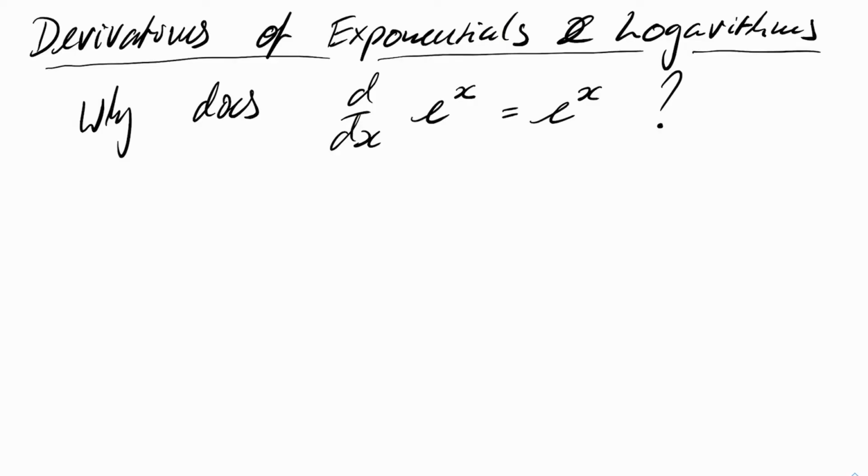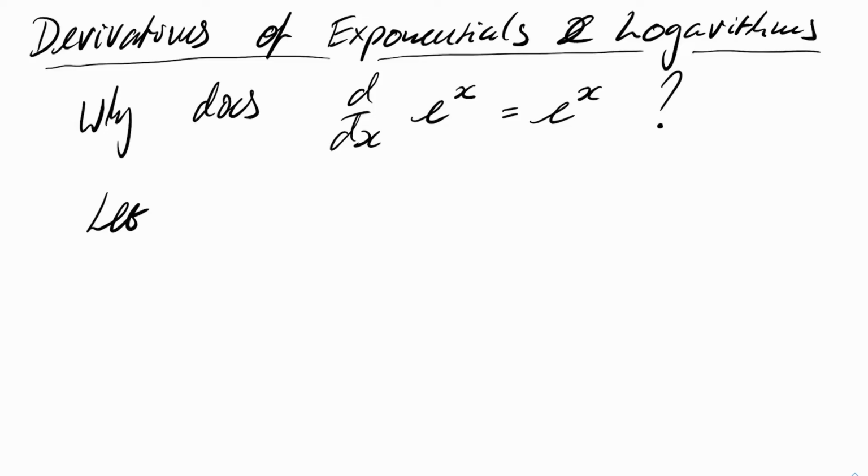So we'll start with one thing that you probably know already, which is that the derivative of e to the x is e to the x. It's the only non-zero function which has its own derivative. But where does that come from? In order to work this out, let's start with a general exponent. Let's consider a to the power x, where a is a positive number.